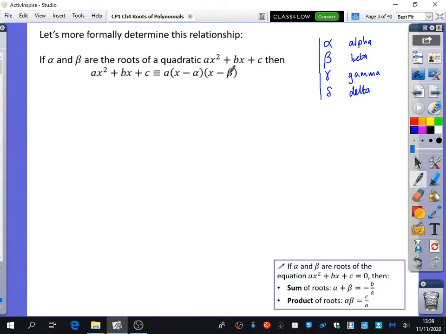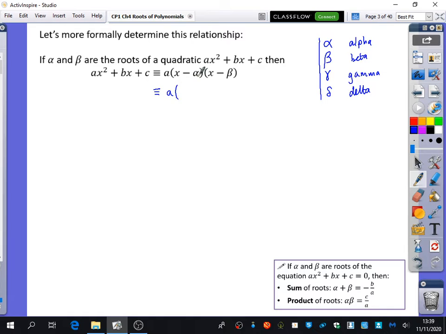So what I'm going to do is expand all of this right-hand side, and then I'm going to compare the coefficients that I have on the right-hand side to the coefficients that I have on the left-hand side, and hopefully I'll be able to spot what the relationship is between a, b, and c, and alpha and beta. So it's an identity, which is why I've got these three lines here.